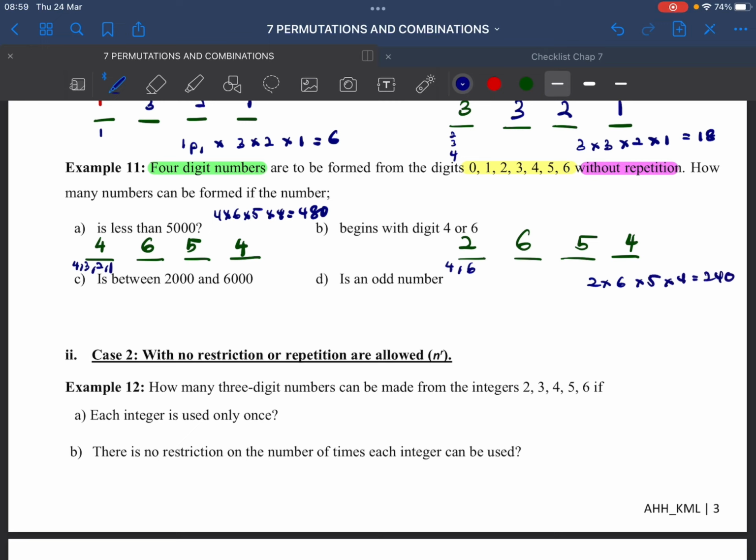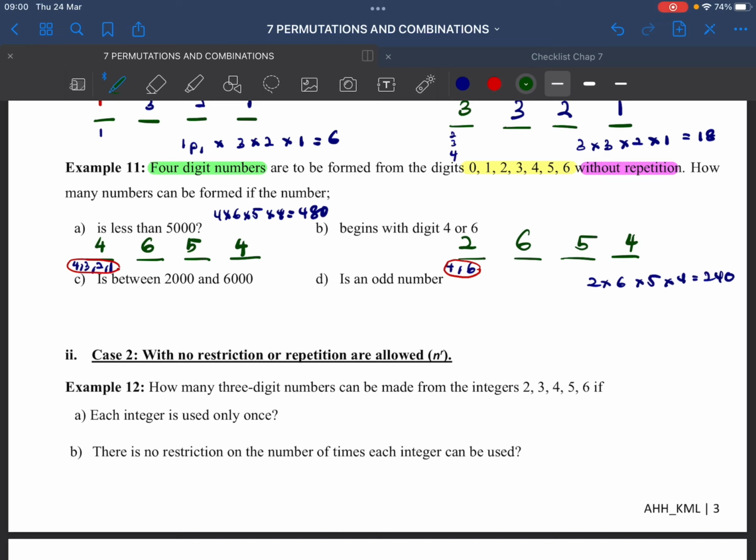Okay, saya explain lagi sekali. Begins with digit 4 or 6. So nombor 4 dengan 6 maybe berada depan. So ada 2 nombor. So kita letak 2. So yang ni satu number dah bubuh. Let's say kita padam satu number lah. So that's going to be 6. Tolak 1, tolak 1. Macam tadi 4, 3, 2, 1. Ini nombor yang kita maybe boleh letak dekat depan, which is ada 4. And then you left with 6 numbers because 1 dah letak kat depan. 6, 5, 4.